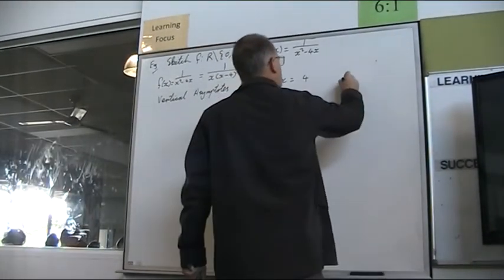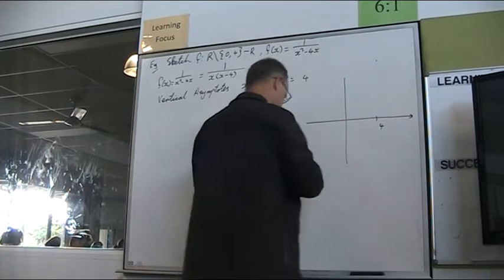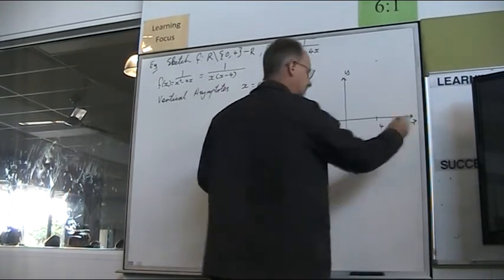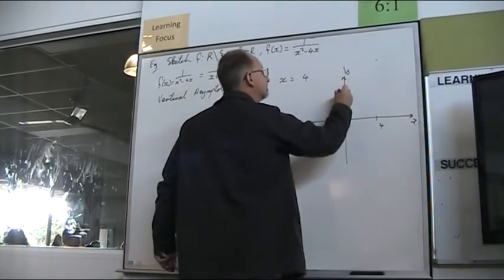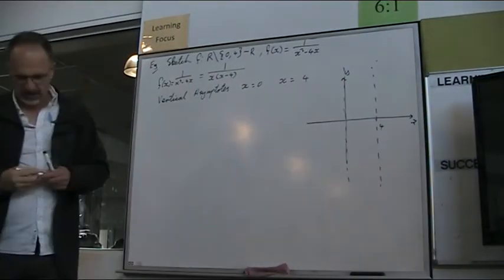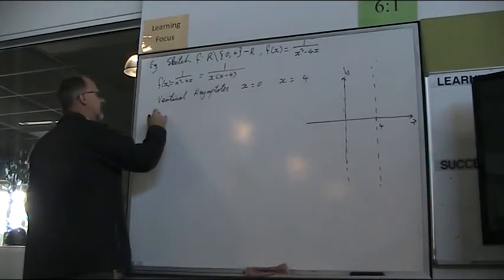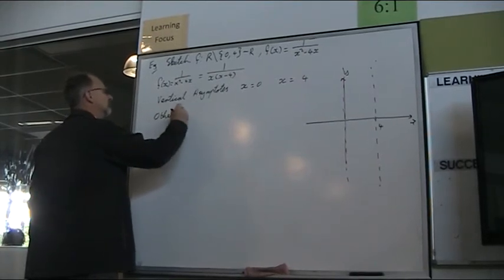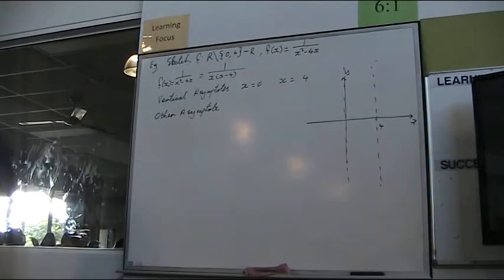So if I'm going to draw that particular graph, I've got one here, one here, and a horizontal asymptote, or other asymptote. In this case it's horizontal, I believe. So from what we know, where would our other asymptote be, do you think?